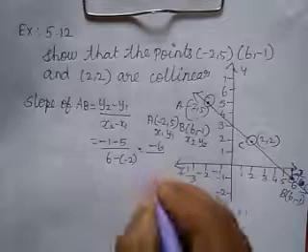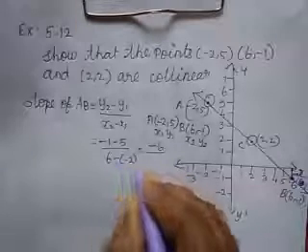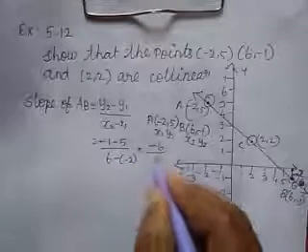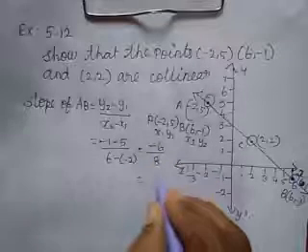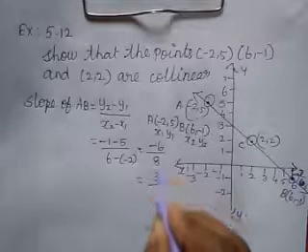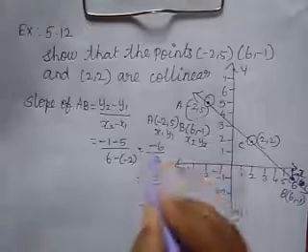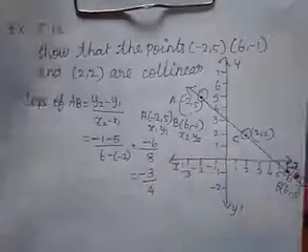6 minus of -2 is 6 plus 2, so 8. Simplify the fraction. 3 2s are 6 and 4 2s are 8. And minus is there, so put minus. Next, slope of BC.